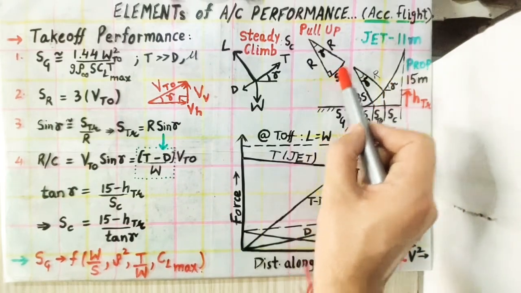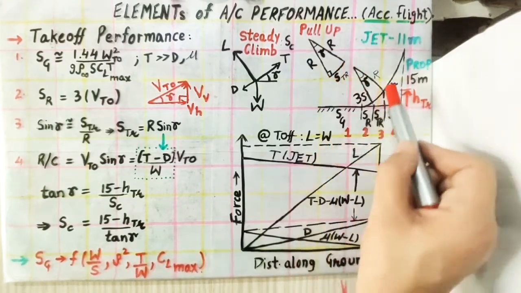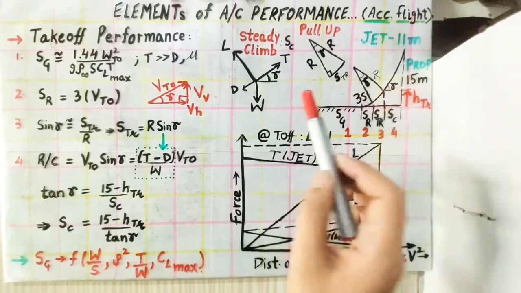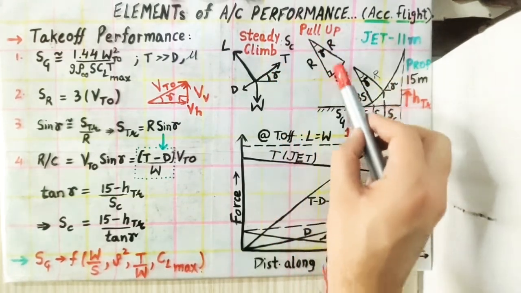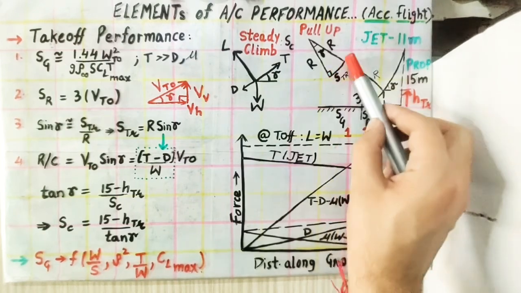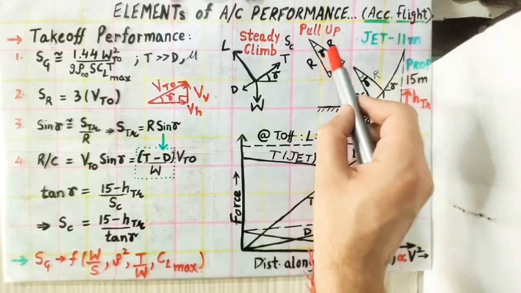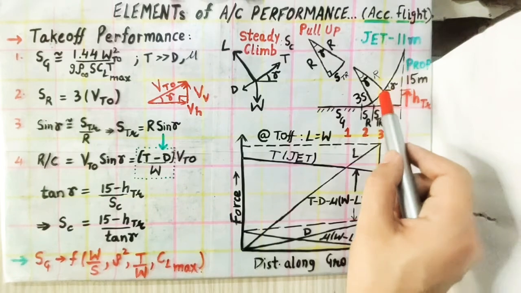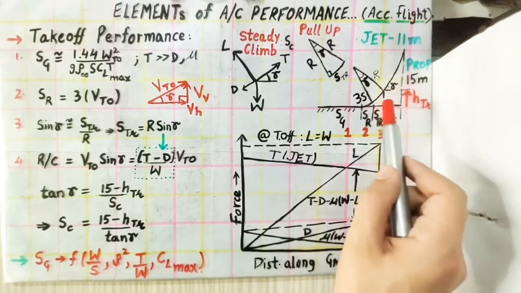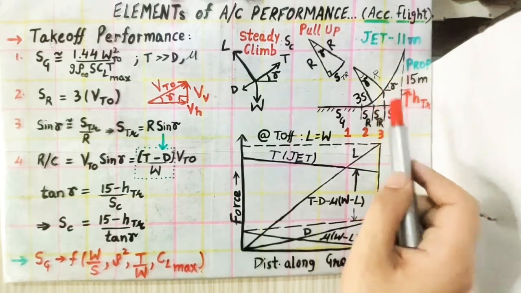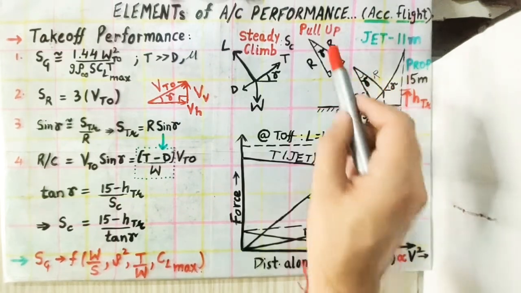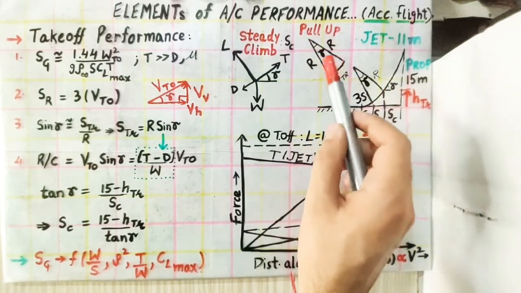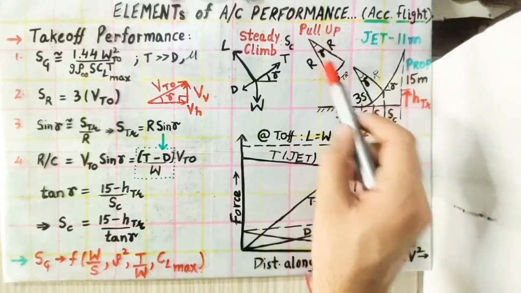So the aircraft is pulling up in this phase, and this radius is the radius of the curvature which the aircraft is following. So this gamma, if we want to know, it will come from the climb angle. After the transition phase, the aircraft follows the climb path, and it will have this climb angle gamma. So this gamma can be computed by sine gamma. Sine gamma is perpendicular upon hypotenuse.